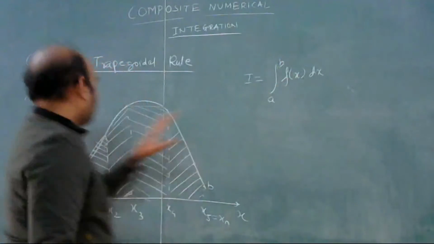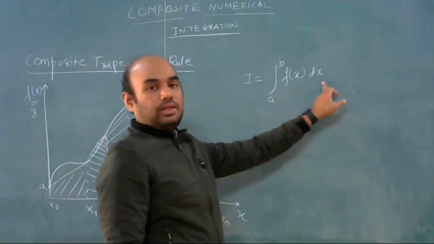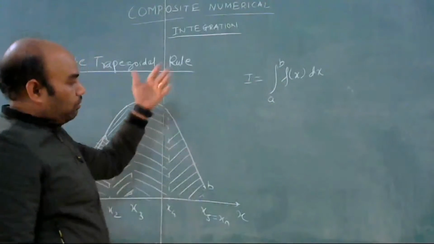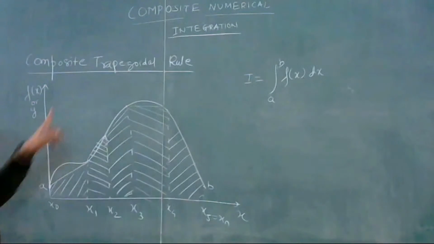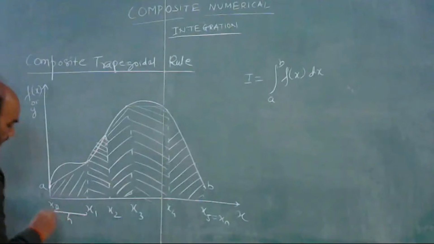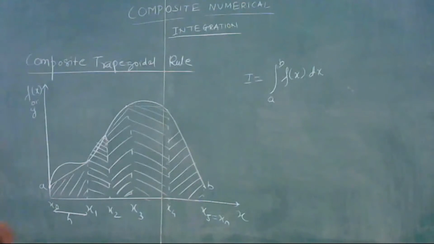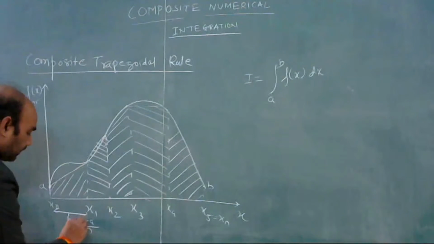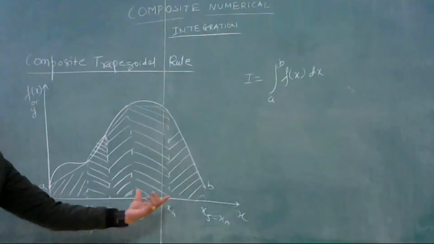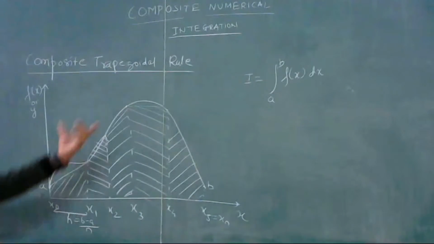We have studied the trapezoidal rule in the previous lecture. Now, in order to get a more accurate result, we go with the composite trapezoidal rule. We have taken these points, and the distance between them is h, where h is equal to b minus a divided by n. This is for equally spaced values of x, and n is the number of subintervals. Now we will find the area of these individual segments, and then we will add these areas to get the total integration.